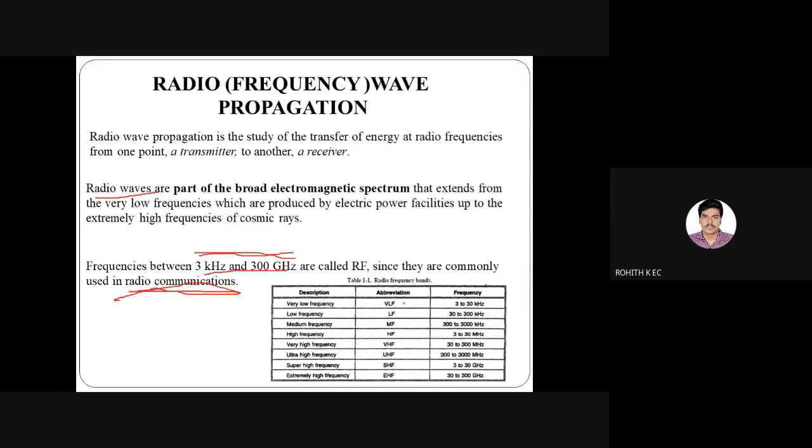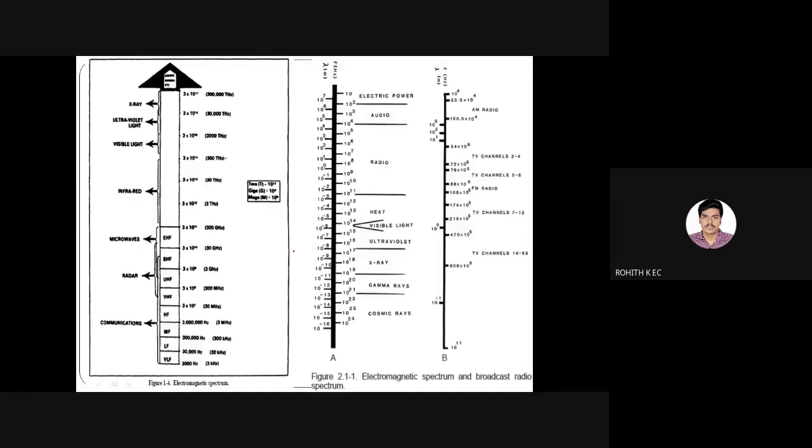Inside this, we have low frequency, medium frequency, high frequency, ultra high frequency, microwave frequency, etc. But when I say frequencies used for radio communication, it is from 3 kilohertz to 300 gigahertz, and these are part of the larger electromagnetic spectrum. As the frequency increases, the heat associated with the frequency also increases and the wavelength decreases.